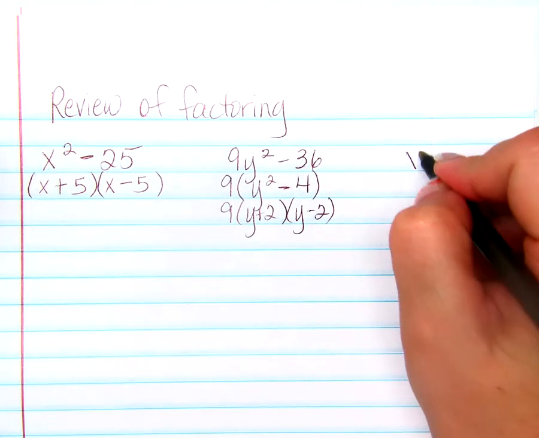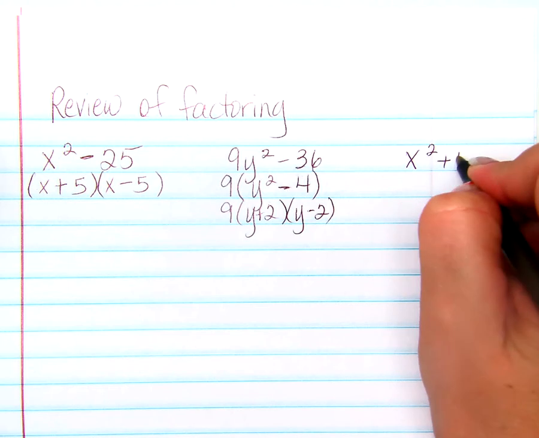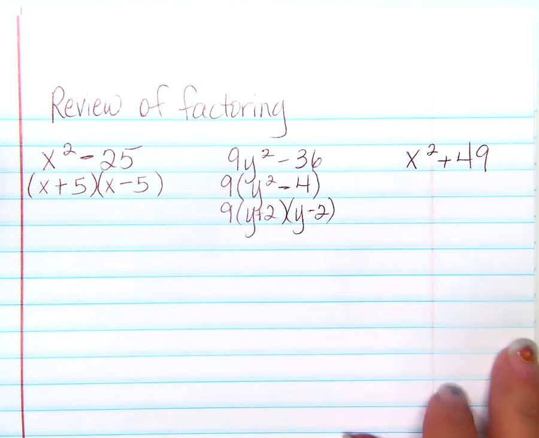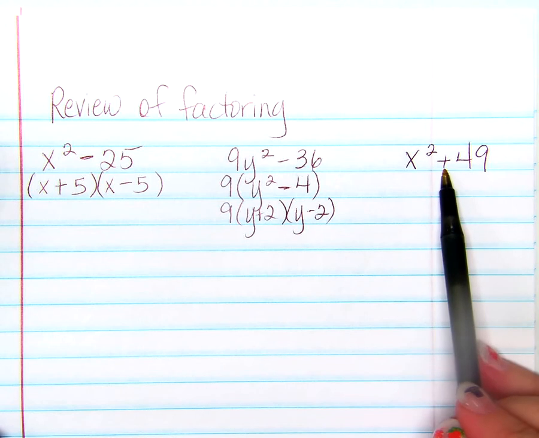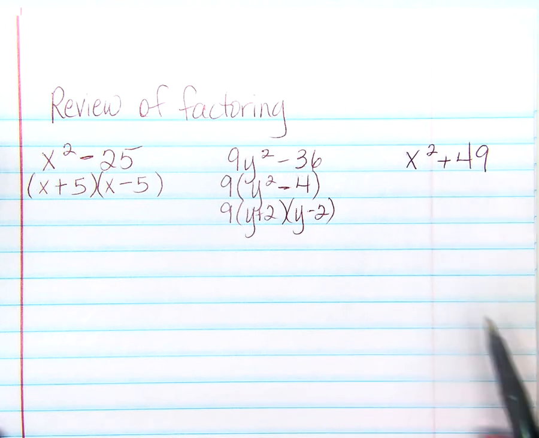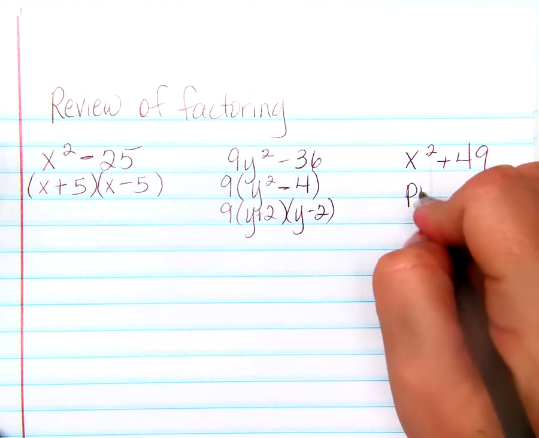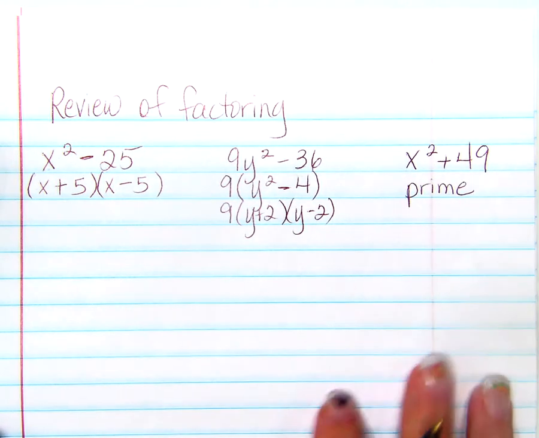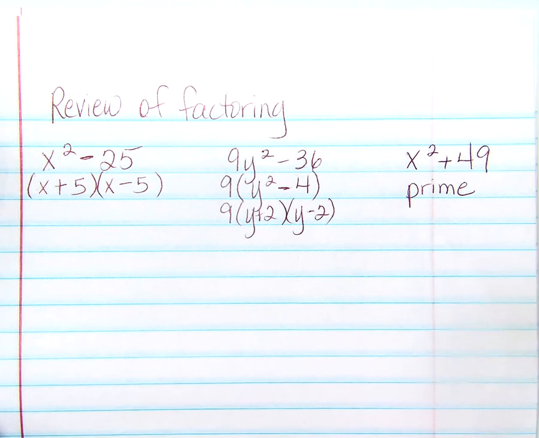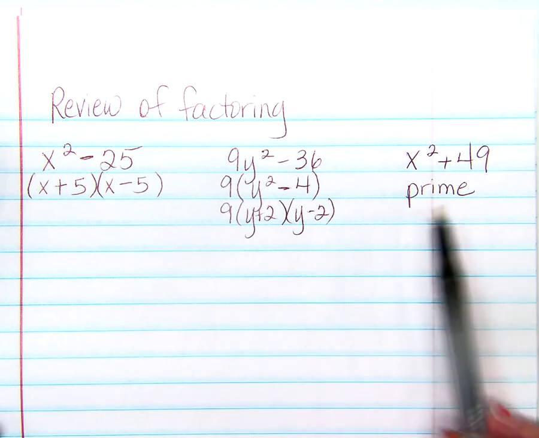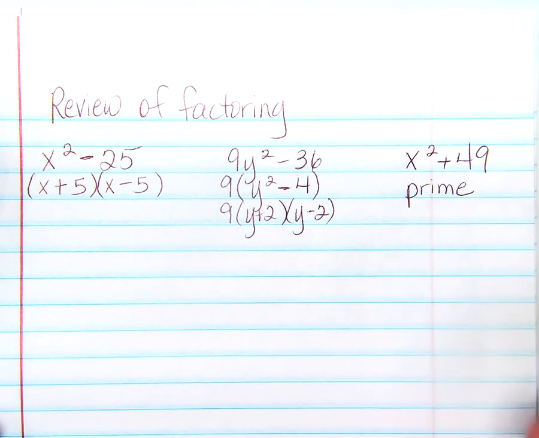Another thing we talked about today in class was a problem like this. X squared plus 49. While this is not the difference of squares, it is the sum of squares. And if you'll remember, the sum of squares is prime. This is not divisible by anything but itself and 1, which makes it prime. And we can't go any further than that, so we write prime.